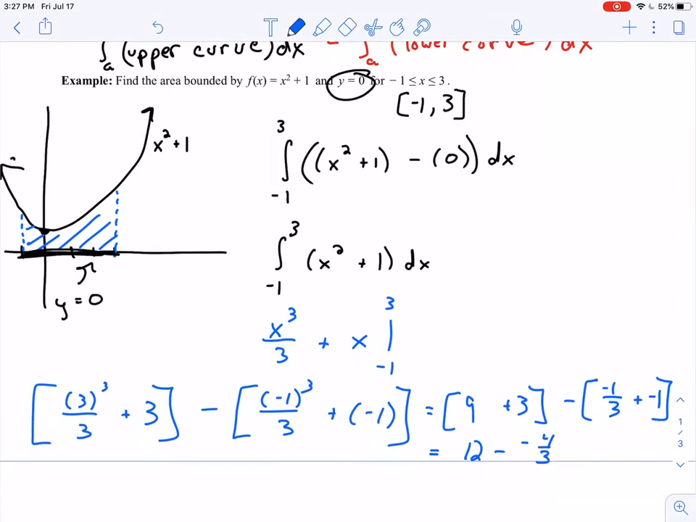So let's see if I wanted a common denominator. Well, first of all, minus a negative is plus a positive. 12 times 3, that would be 36 over 3, plus 4 over 3. The area bound by those two curves is 40 over 3.